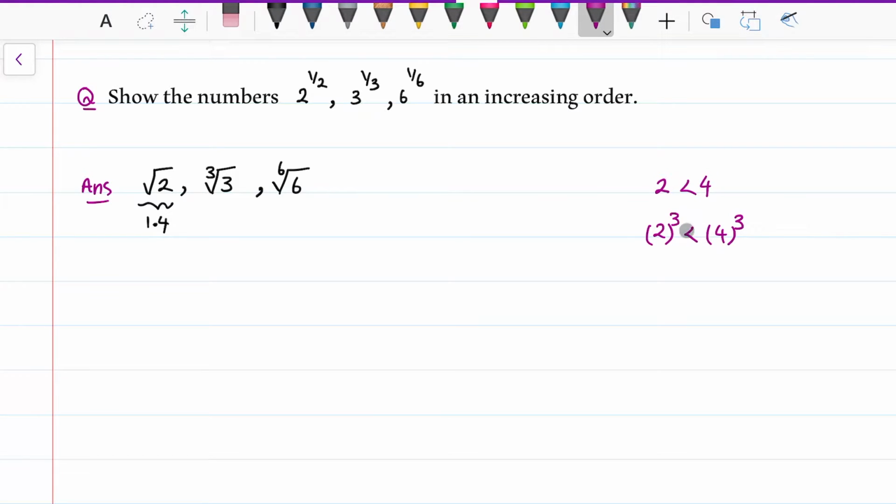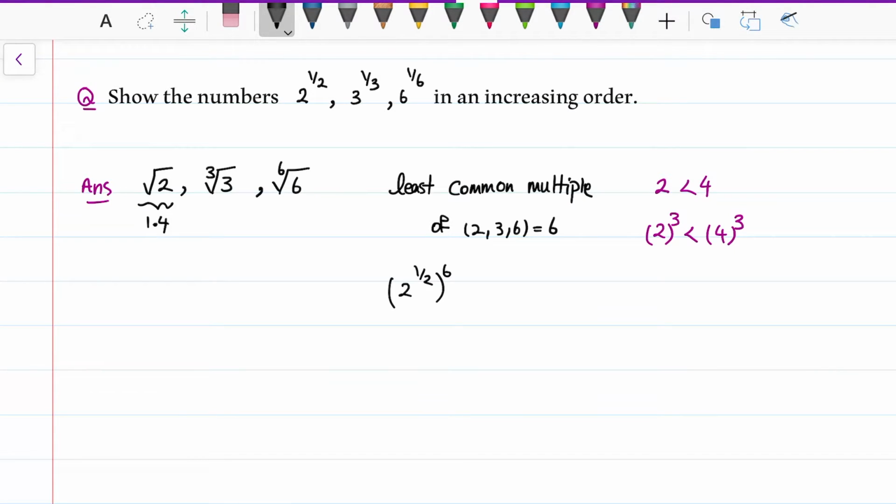So what is the good power in here? It should be the least common multiple of the denominators of 2, 3, and 6, which is 6. So let me raise them to that power, to the power of 6. I'm going to raise the first one to the power of 6, then the next one, and then the last number.